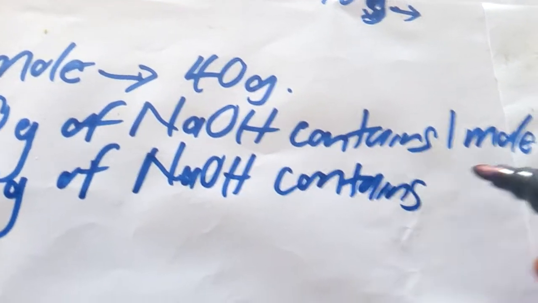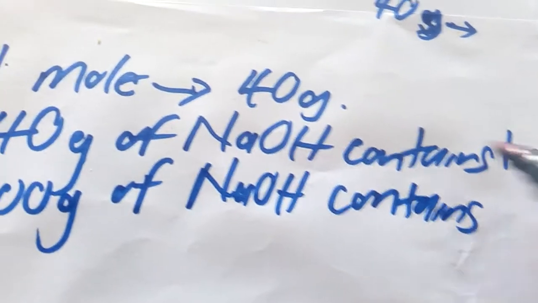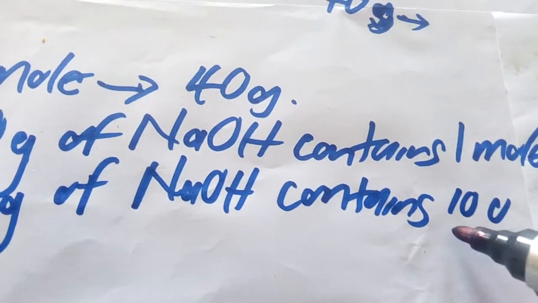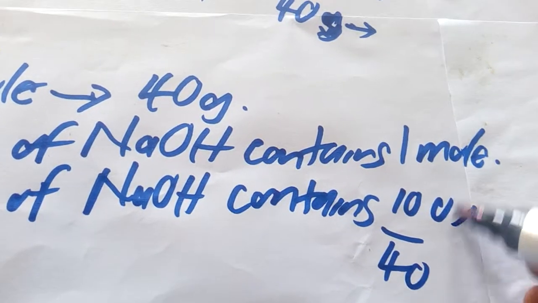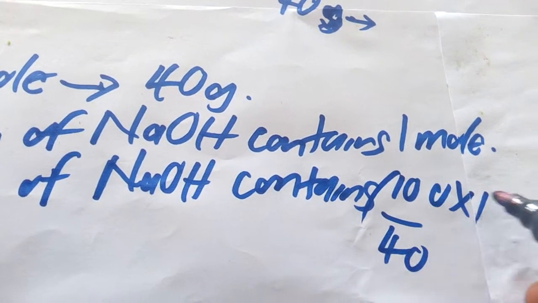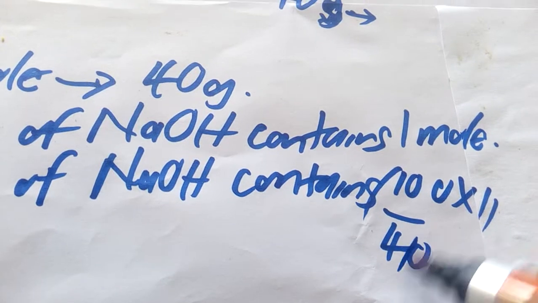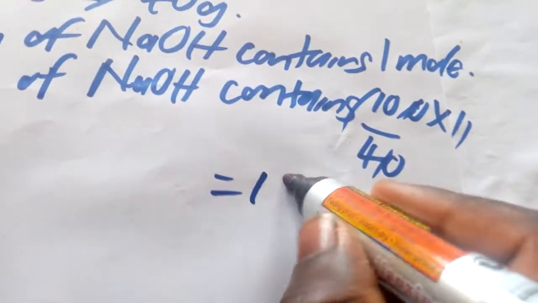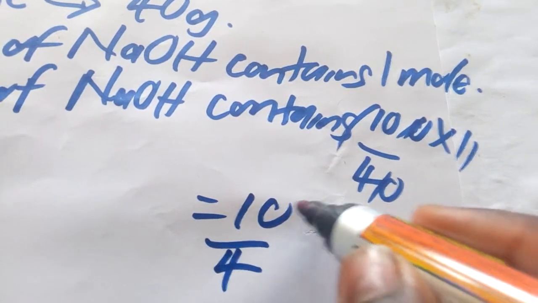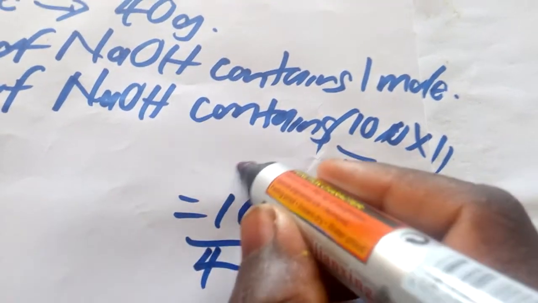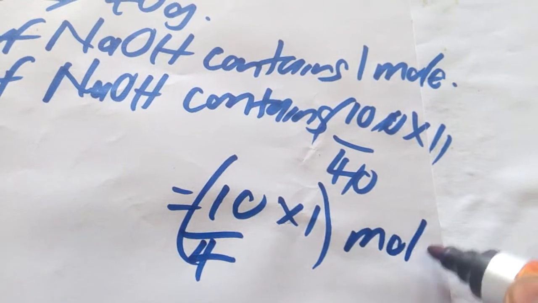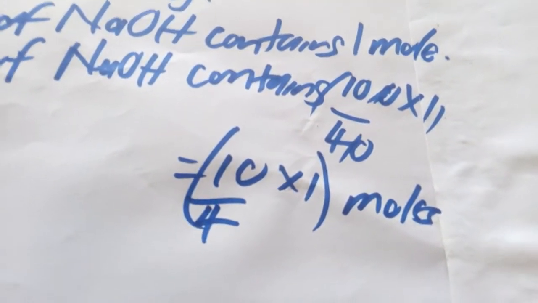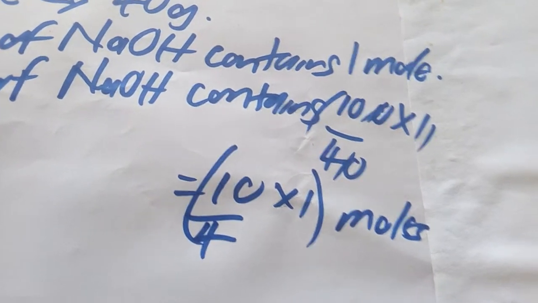contains, so it's going to be 100 out of 40 times 1. This crosses, and we have 10 out of 4 times 1. These are the moles. Are we clear? So that is how we find the number of moles in a given compound.